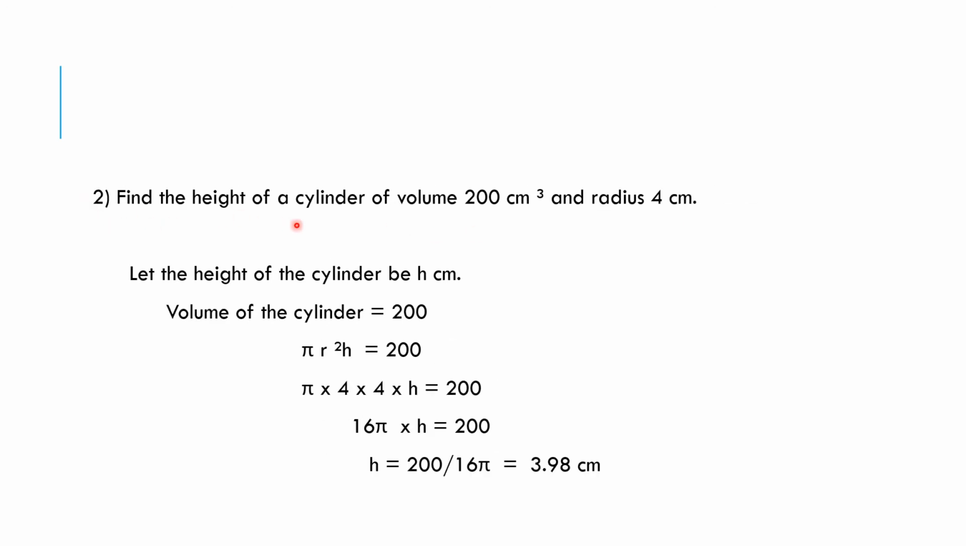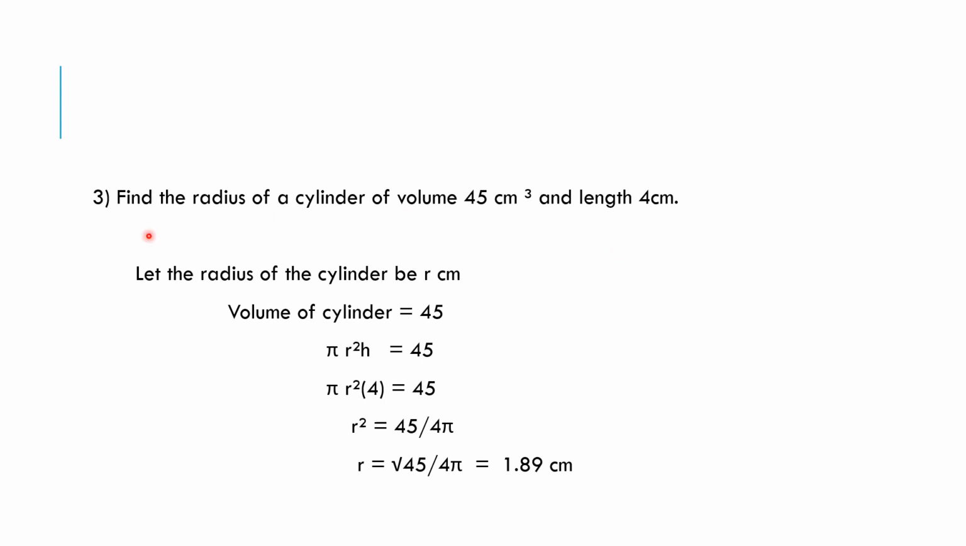Okay, number 2, find the height of the cylinder of volume 200 cubic centimeter and radius 4 centimeter. The height is unknown over here. So let the height of the cylinder be h centimeter. And the volume of the cylinder is 200 cubic centimeter. So pi r square h is equal to 200. Pi into r into r, r is 4. So pi into 4 into 4 into h is 200. 16 pi times h is 200. And h is 200 over 16 pi, that turns out to be 3.98 centimeter. So the height of the cylinder is 3.98 centimeters.